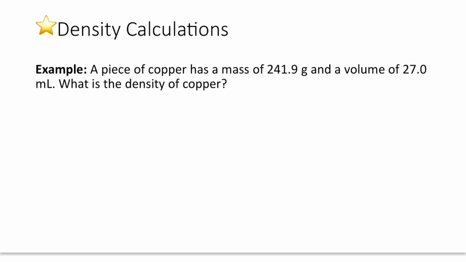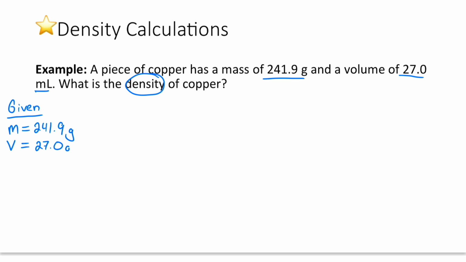So here's an example of our density calculation. A piece of copper has a mass of 241.9 grams and a volume of 27.0 milliliters. What is the density of the copper? So first off, my given information. My given information is mass is 241.9 grams. Volume is 27.0 milliliters.